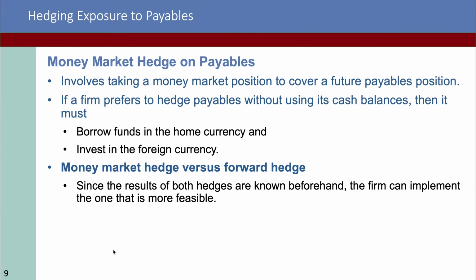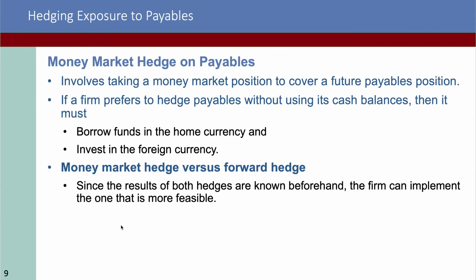The second one is called the money market hedge on payables. Money market hedge involves taking a money market position, borrowing from the market, local or foreign, to cover a future payable position. This is very similar to the covered interest rate arbitrage. So a company can borrow funds in the home currency, US dollar, for example, then exchange to foreign currency and invest in a foreign bank to earn interest. Using this technique, you don't have to use a forward contract. You're just using bank contracts. You sign the contract with the local bank and the foreign bank.